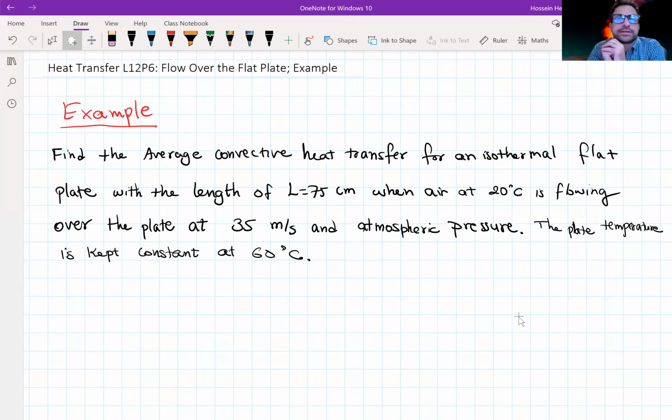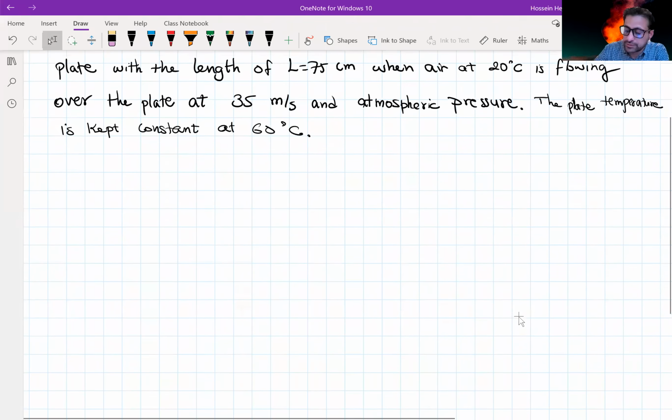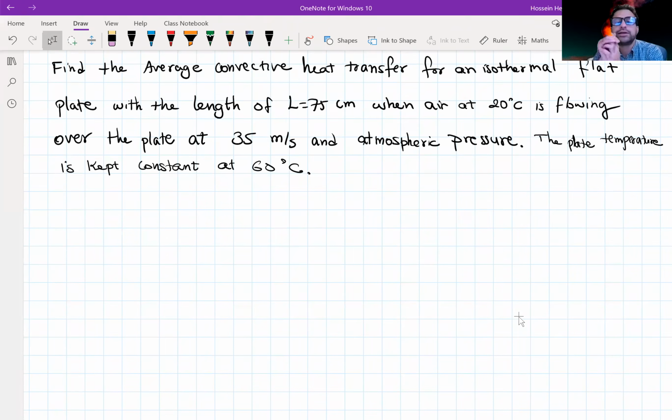Okay, let's look at an example for the evaluation of average heat transfer coefficient over a flat plate. Let's say we have a flat plate with the length of 75 centimeters, that air at 20 degrees C is flowing over the plate at 35 meters per second and at atmospheric pressure. The plate temperature is kept constant at 60 degrees C. This can happen in any configuration.